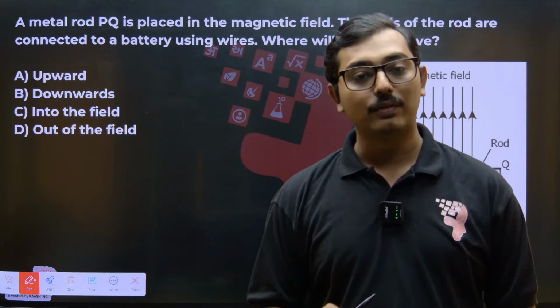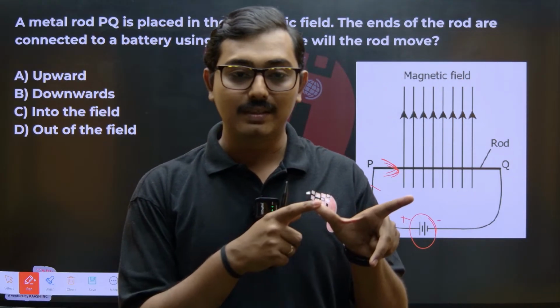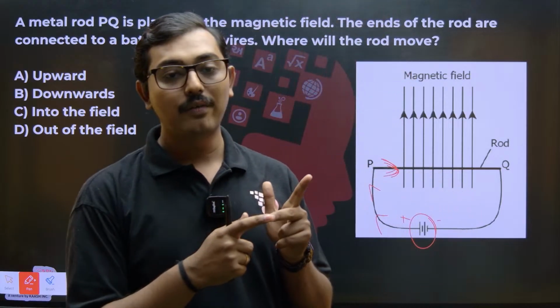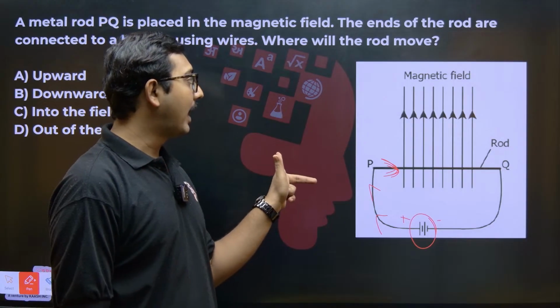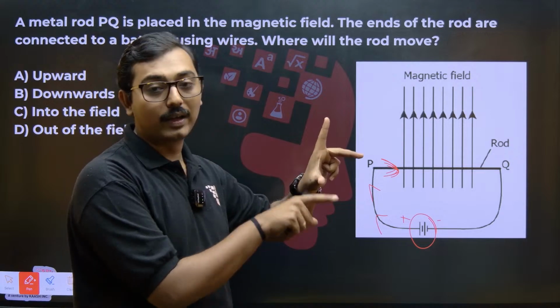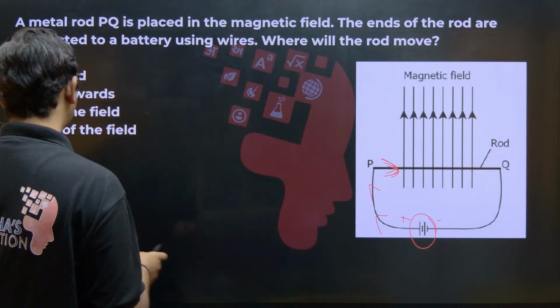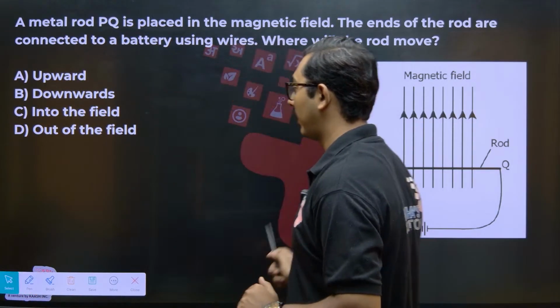So obviously it is outside of the field, with the help of Fleming's left hand rule, where this is the motion, this is the magnetic field, and this is the flow of current. The flow of current is in this direction from P to Q, and the magnetic field lines are in the upward direction. So what is the motion of the rod? It is coming outside the board, so it is out of the field. Okay.